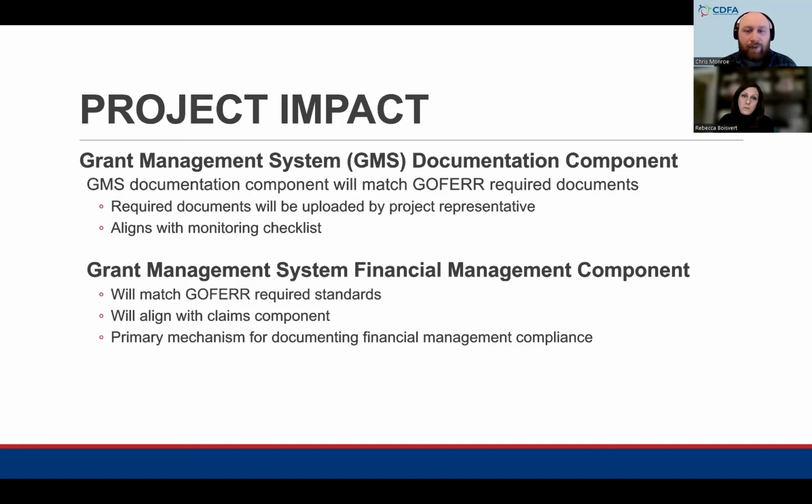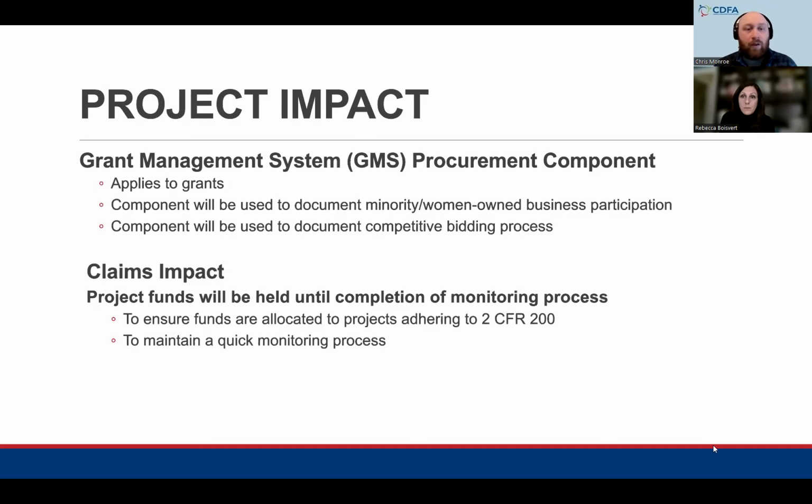And the grant management system financial management component will also match the governor's office required standards, will align with the claims components, and it's the primary mechanism for documenting financial management compliance. So the grant management system procurement component applies to grants. The component will be used to document minority and women-owned business participation. It will also be used to document the competitive bidding process and other things like that, which will line up with Gopher requirements.